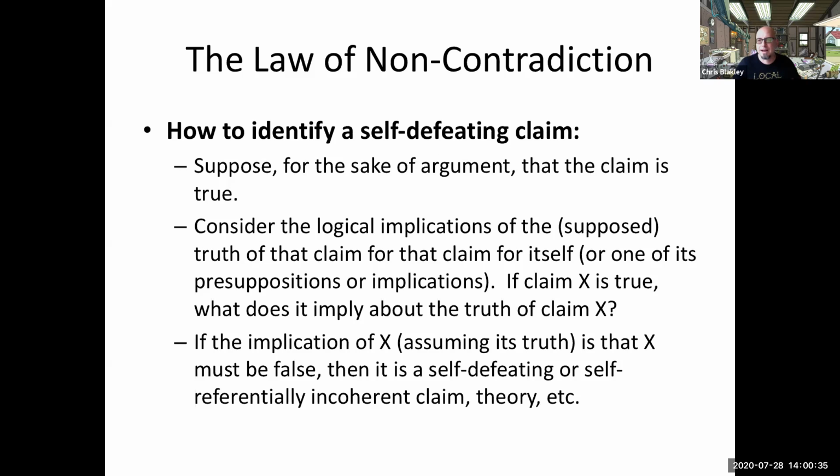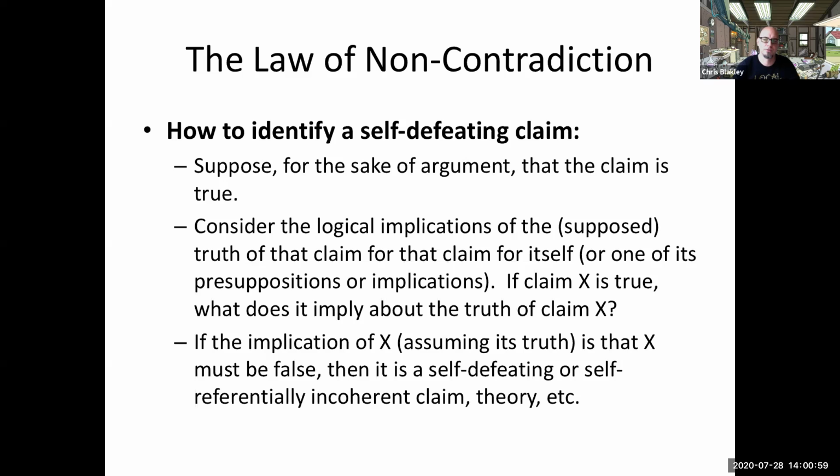So how do we go about identifying a self-defeating claim? Well, we've got a couple of basic steps here. First, we suppose for the sake of argument, and what I mean by for the sake of argument is we're just entertaining the idea that it's true, right? So we ask ourselves, suppose that X or P is true, what else has to be true? What does it imply is also true? What's logically entailed by it?